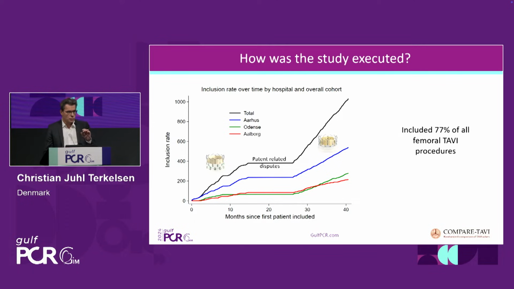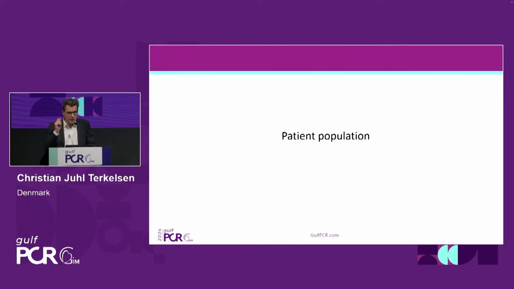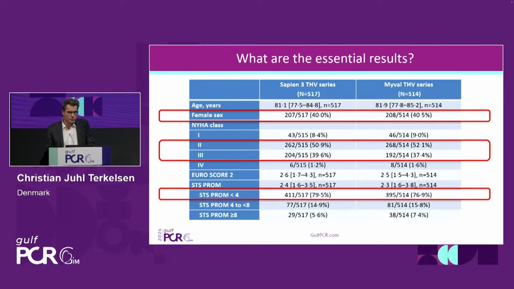We actually included 77% of all patients being treated at the sites. They, of course, needed to give consent to randomization. We included both valve-in-valve and bicuspid anatomy. We included acute and subacute cases. This is the patient population. They were 82-year-old males, 60%, and there was an STS score of less than 4 in 80% of patients.